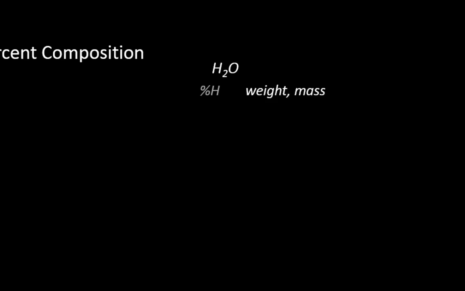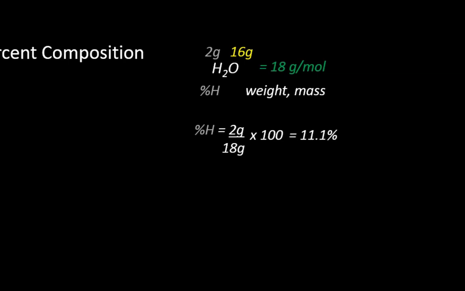Now you know that water has a mass of 18 grams per mole. Out of those 18 grams, how many grams are hydrogen? Well, it's 2 grams. 2 grams of hydrogen and 16 grams of oxygen. That gives us 18. Now what percent is 2 out of 18? You take 2 grams, divide by 18, multiply by 100 to change to percent, and get 11.1%.